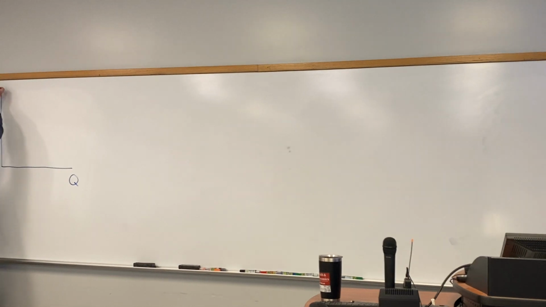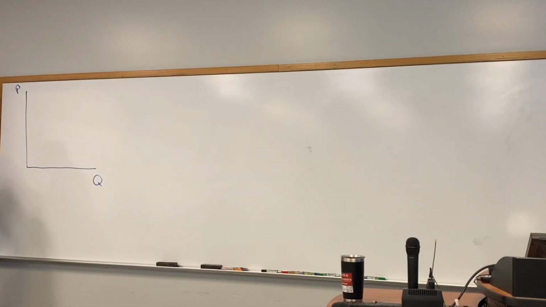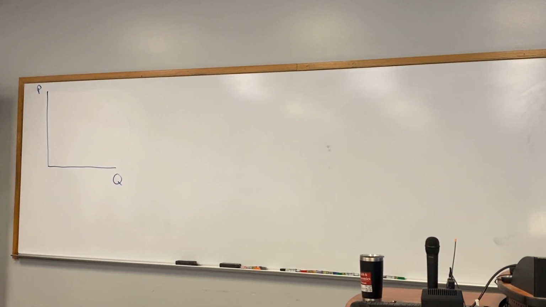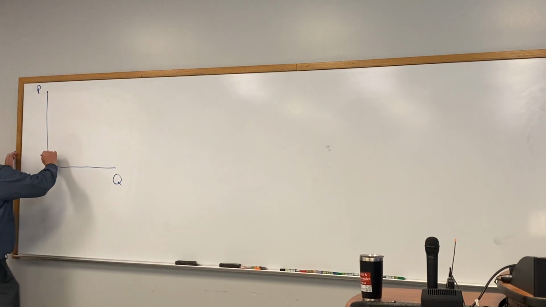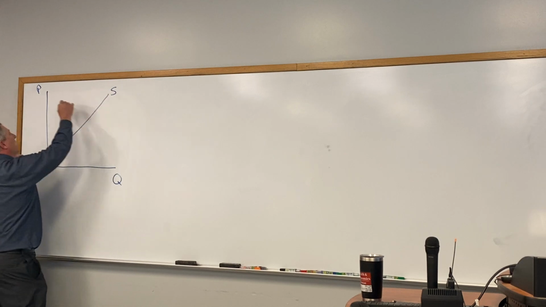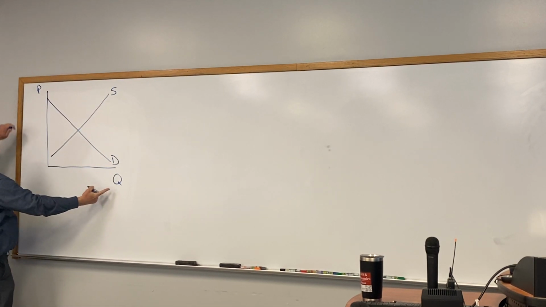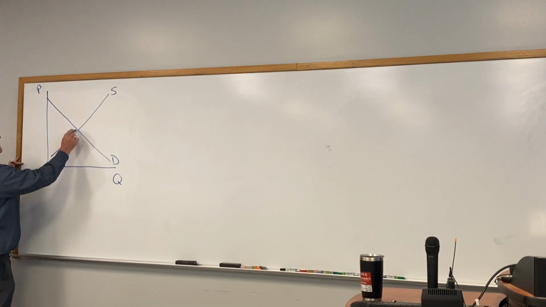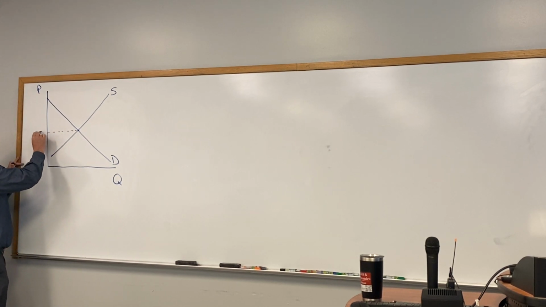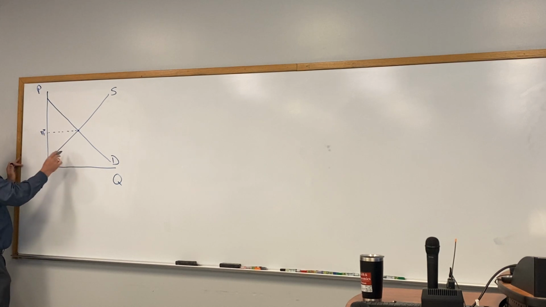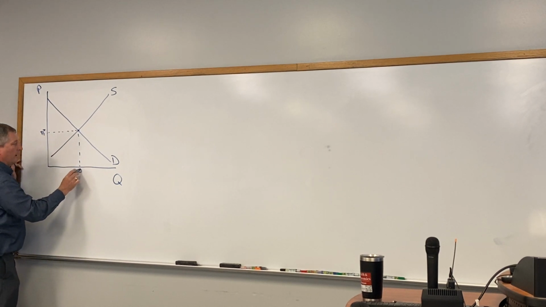Home base is this. Draw a graph with an upward sloping supply curve and a downward sloping demand curve. Quantity on the horizontal axis, price up here. Where the two lines intersect, we have an equilibrium price. Let's call it P1 and Q1.